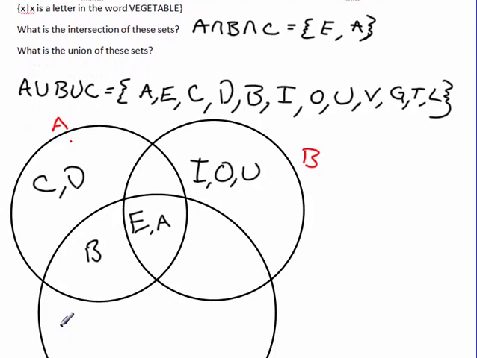And here we have V, G, and T. And my last one is L. V, E, G, E, T, A, B, L, E. Yeah, vegetable, that's all taken care of.